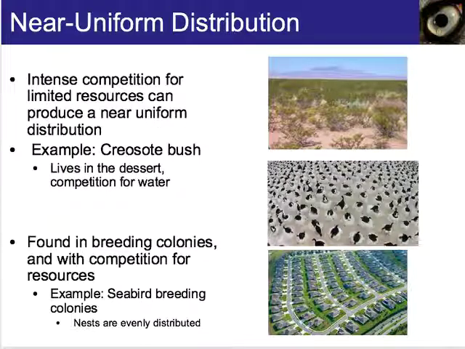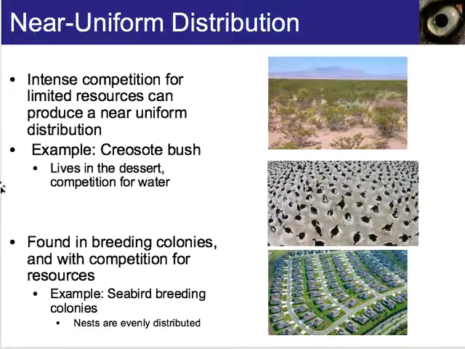Near uniform distribution is very rare, and when this occurs, it's because of intense competition for a limited resource. So, for example, these bushes in the desert will live uniformly, or you see these birds breeding and they've nested uniformly. That's because there's not a lot of resources for them.